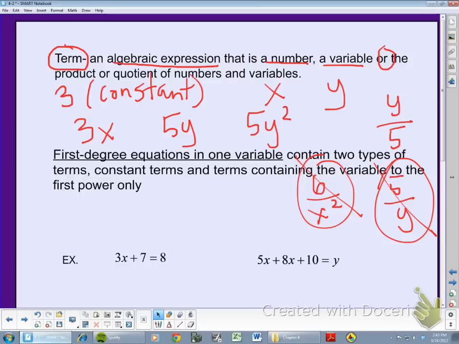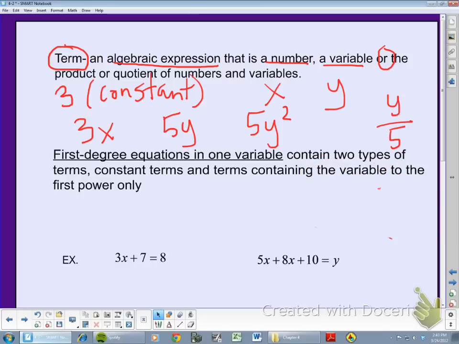Now, a first degree equation contains two types of terms. Constant terms, like we said, any number that doesn't have a variable is a constant term, and terms containing the variable to the first power only. This is super important. Okay, so in this equation right here, the x is the variable, and it's only raised to the first power. And that's really important.